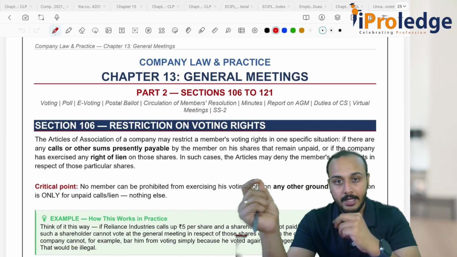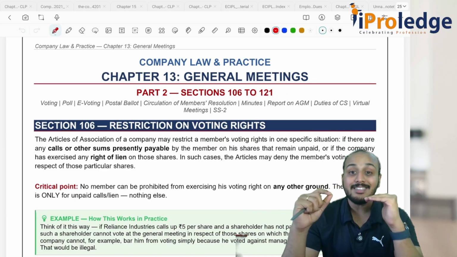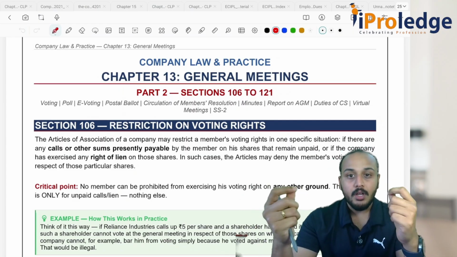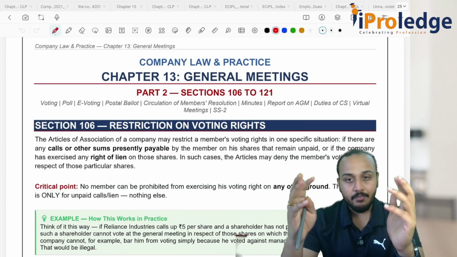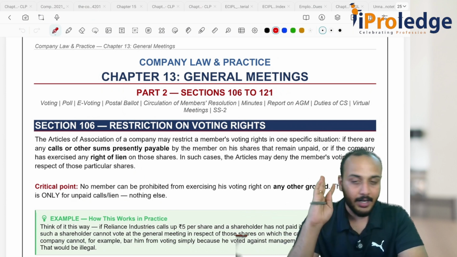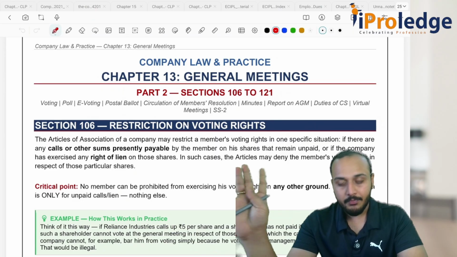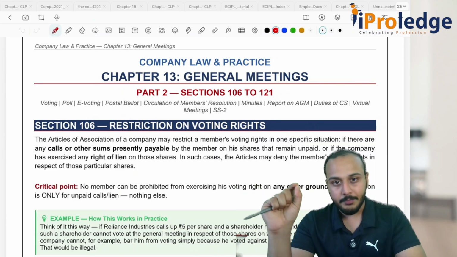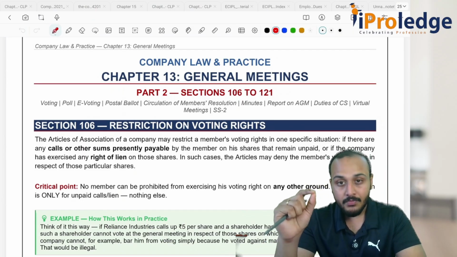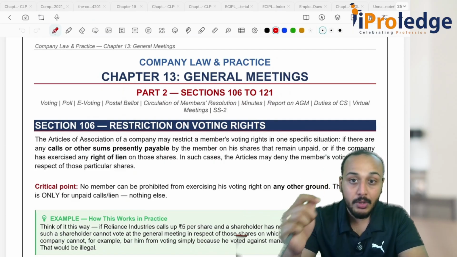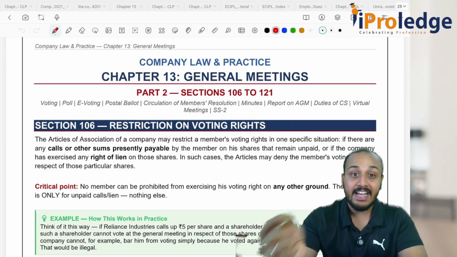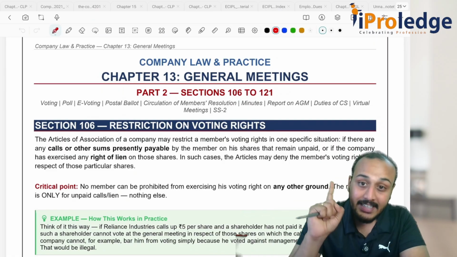So what is happening in a lien? Basically, a lien is an interest over something. Say you have taken a loan from me and you have mortgaged your 30-40 land with me. Now, I have a lien on this particular land. That means if tomorrow you do not repay my money, then I can sell the land which you have mortgaged with me. That is a lien. When I sell your land, that is called exercising the right of lien.